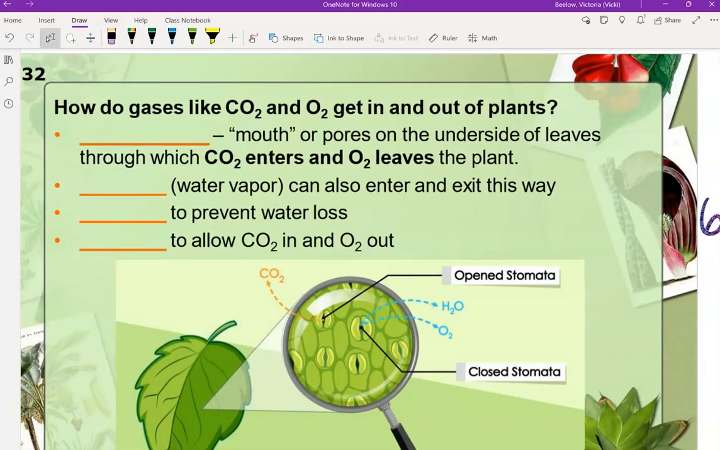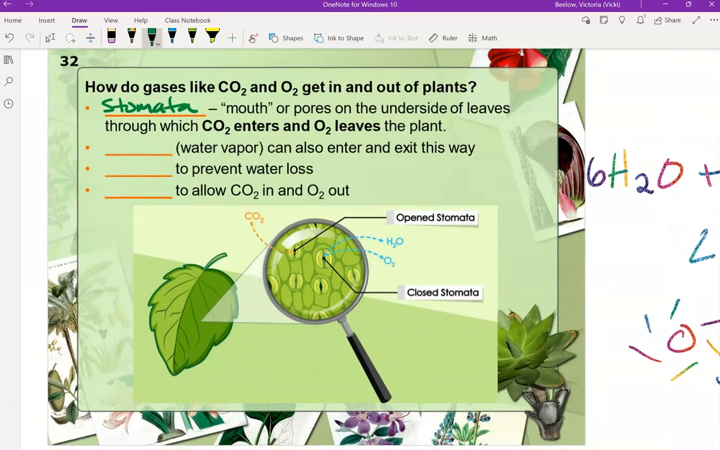Now, as a human, you breathe in oxygen and you exhale carbon dioxide, but how do plants do it? So plants have what's called a stomata, which is a mouth or a pore. It's usually on the undersides of leaves, and this is how carbon dioxide gets in and oxygen leaves the plant. You can also have water enter this way in the form of water vapor, which is when water is in the gas form. And typically these things look like this. That's actually pretty accurate to what they look like under a microscope as well.